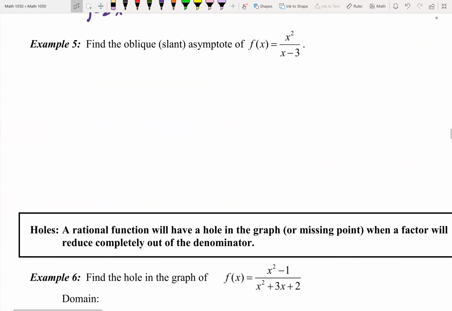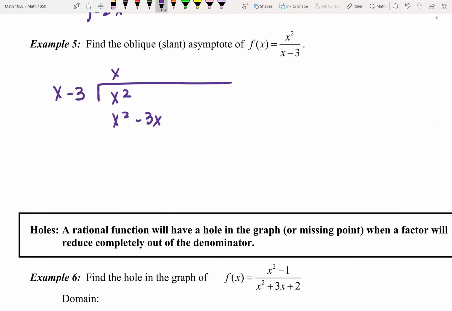Okay, find the slant or the oblique asymptote. I know I'm going to have an oblique because the top is bigger than the bottom. So everybody go x minus 3 divided into x squared. I don't want anybody to say anything yet. Let's just roll. What do I multiply by x to get x squared? That's an x. Distribute. I get x squared minus 3x. Change my signs. I get a 3x. That's my remainder. And my oblique or my slant asymptote is y equals x.